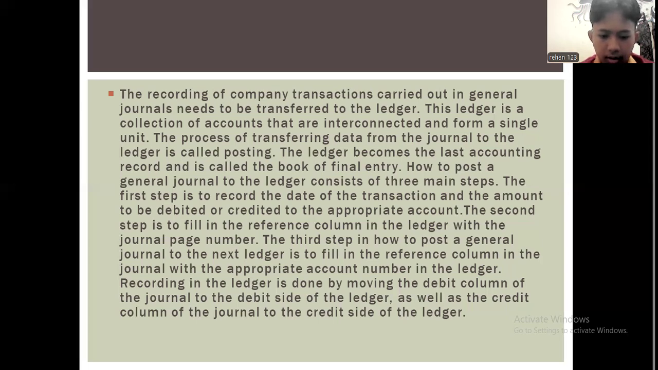Recording in the ledger is done by moving the debit column of the journal to the debit side of the ledger, as well as the credit column of the journal to the credit side of the ledger.